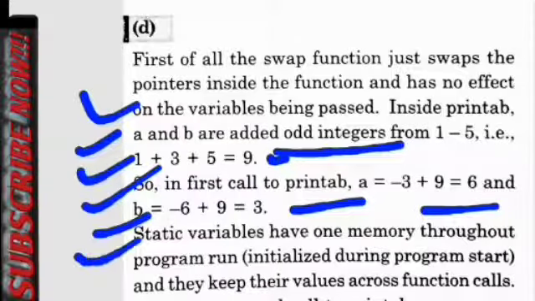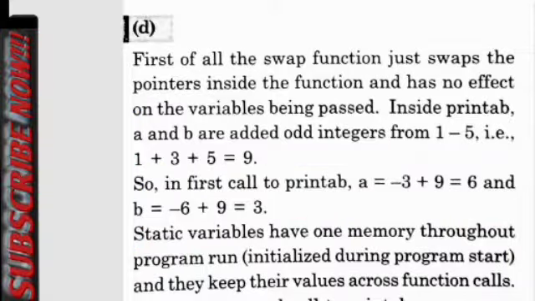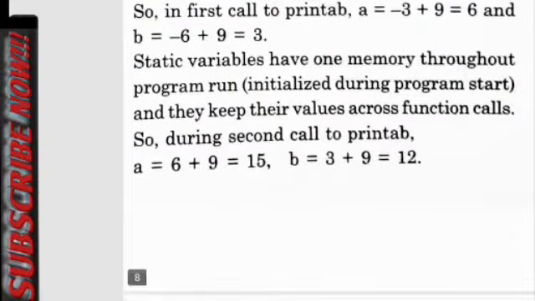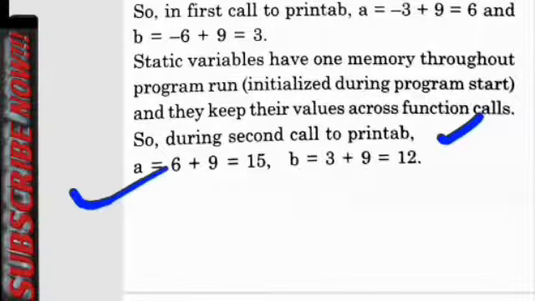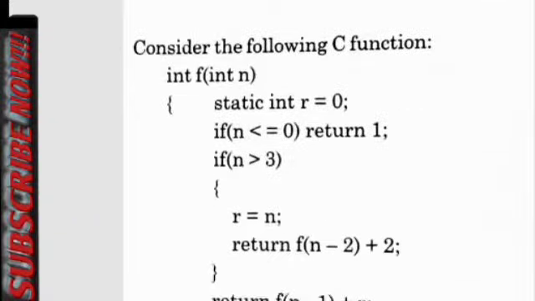A static variable has one memory throughout the program run, initialized at program start, and it keeps its value across function calls. So during the second call of print AB, we get A equal to 9 plus 6 equal to 15 and B equal to 3 plus 9 equal to 12. So option D is your correct answer. Now come to the next question.